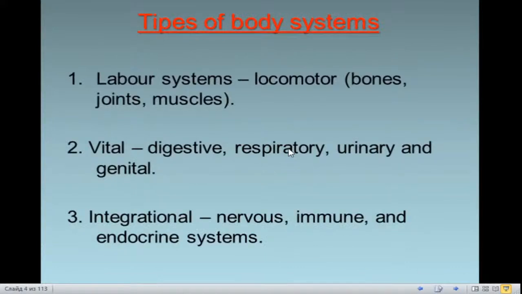I should remind you that according to the classification, there are three types of body systems. They are labor systems, to which belongs the locomotor system, that is bones, joints and muscles. Vital systems, to which we assign digestive, respiratory, urinary and genital. And integrational systems, to which the nervous, immune and endocrine systems belong. Why are they divided like that? Just because of their function.